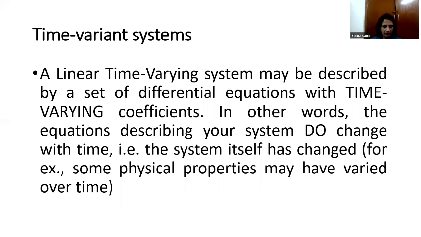Like we have already discussed the mass of the aircraft system. It is changing with time. So there can be other physical properties that may vary with time. Such systems whose parameters change with time are termed as time variant systems.